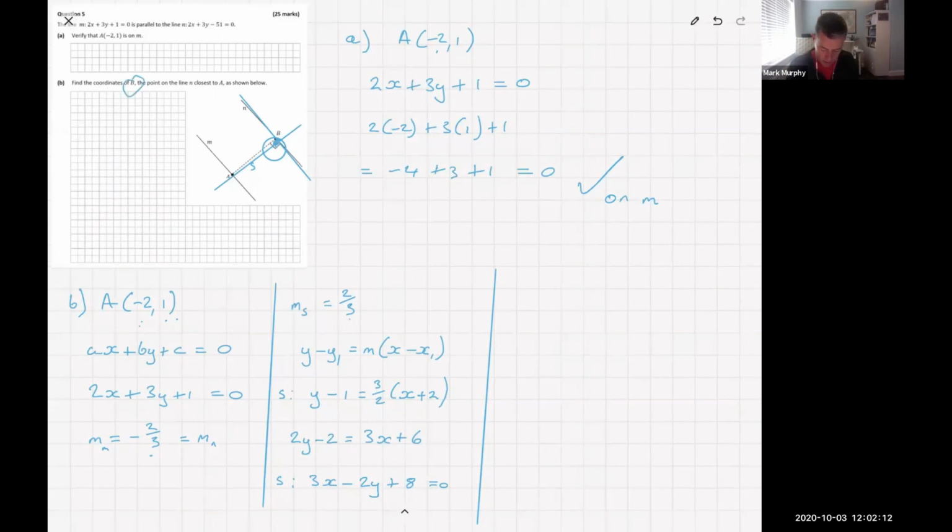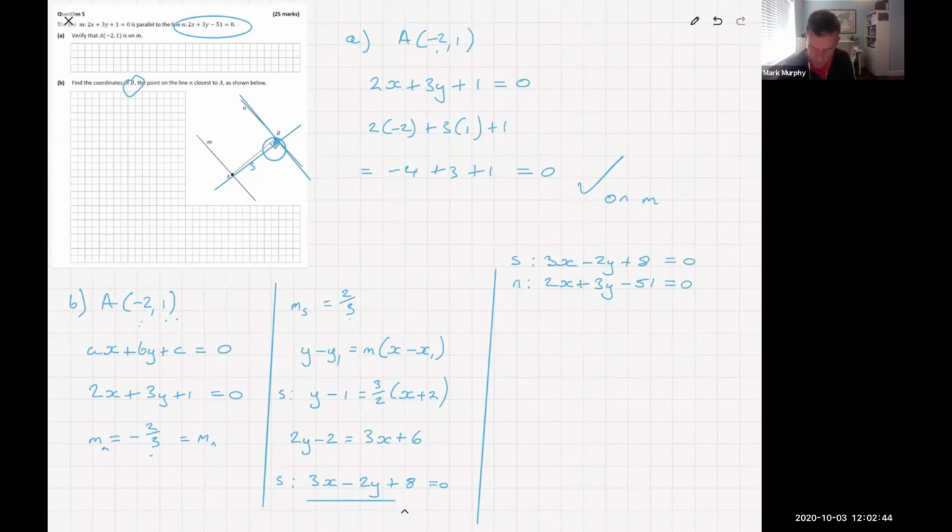Yeah. So we have the equation of S, and we have the equation for N, which we're going to just write out here. It's already there. It's given. It's the line in there, right? So N is 2x plus 3y minus 51 equals 0. And I just write out the line S above it there. It's 3x minus 2y plus 8 equals 0.